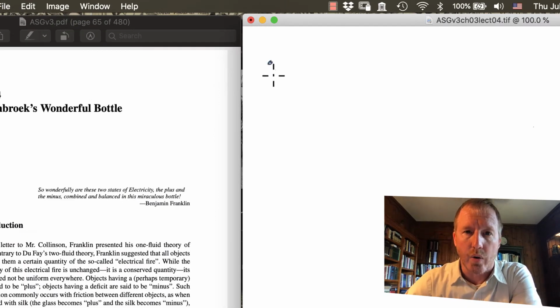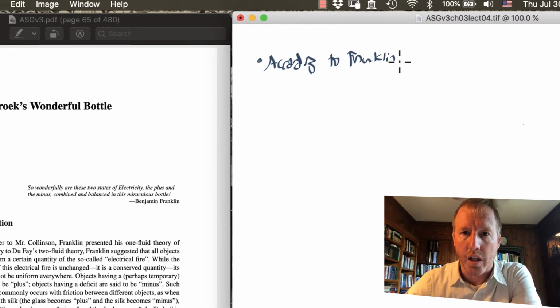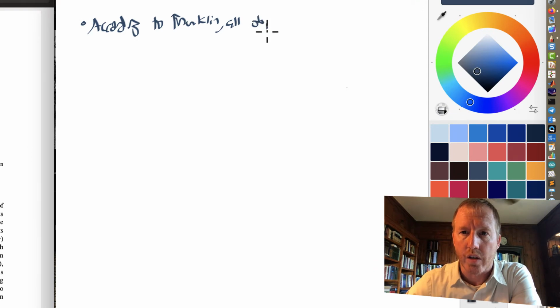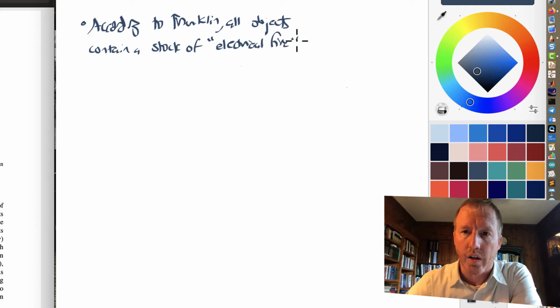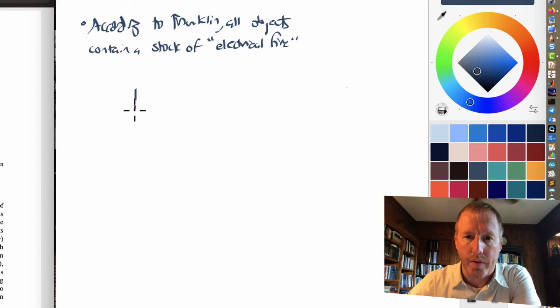So, according to Franklin, all objects contain a stock of what he calls electrical fire within them. So if you had two objects, maybe we'll call them A and B, I'll draw them right here. Here's object A and object B.